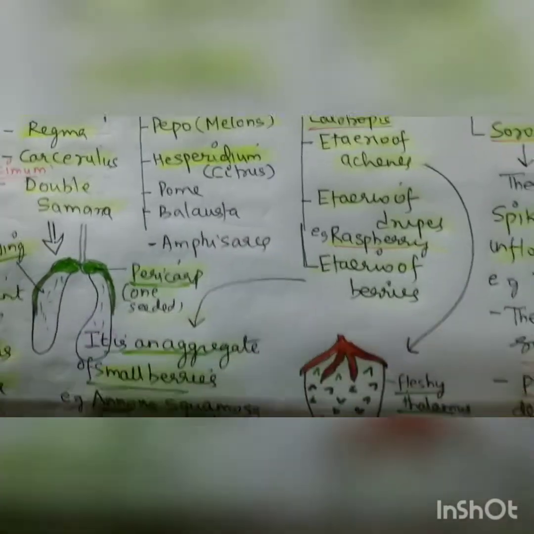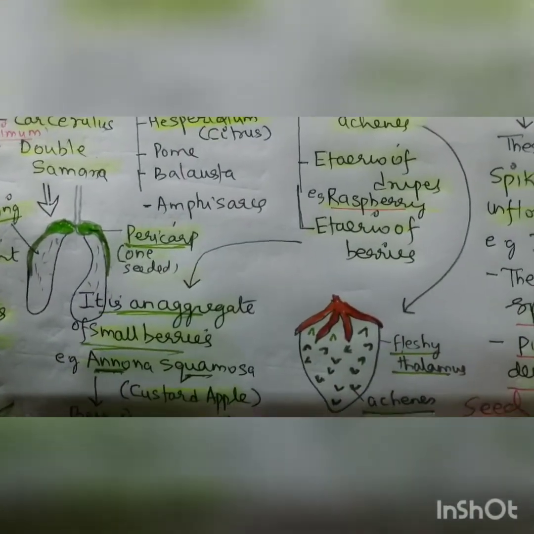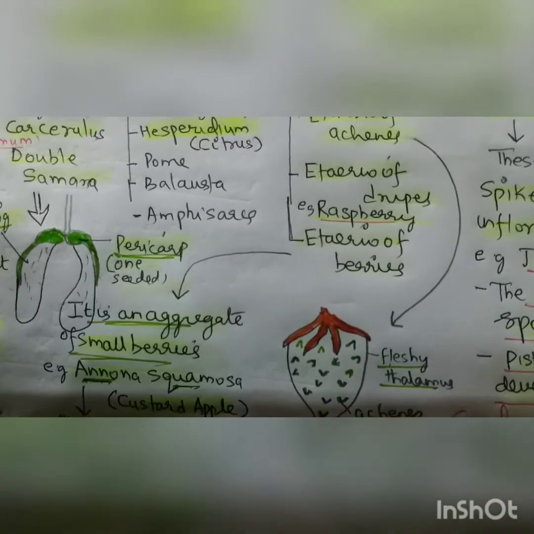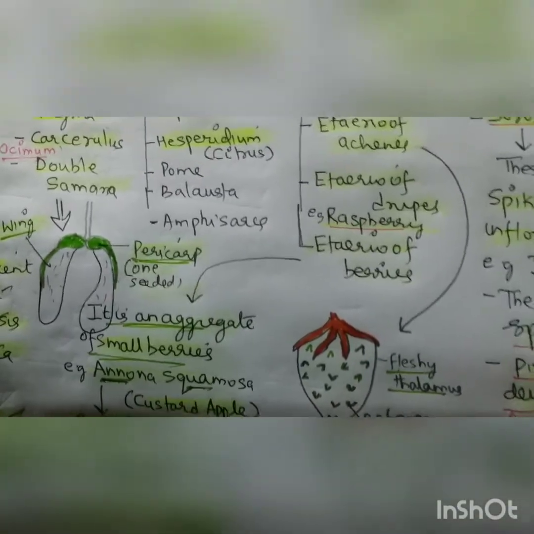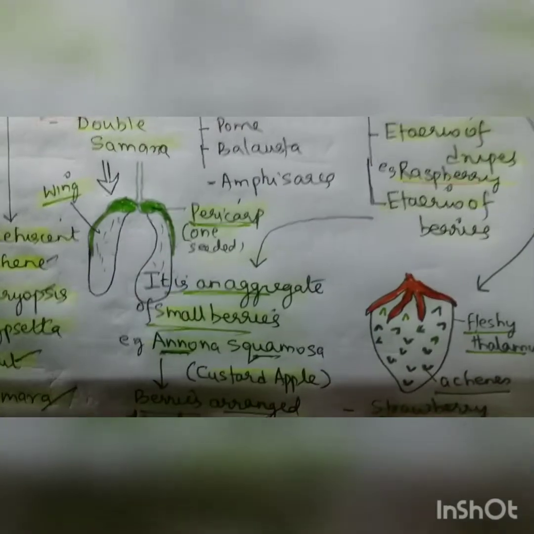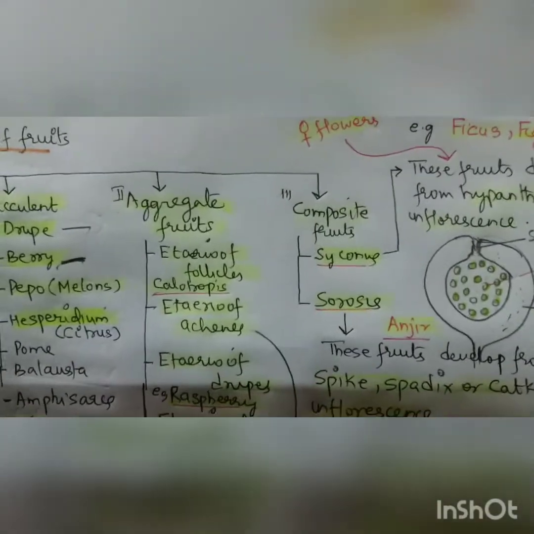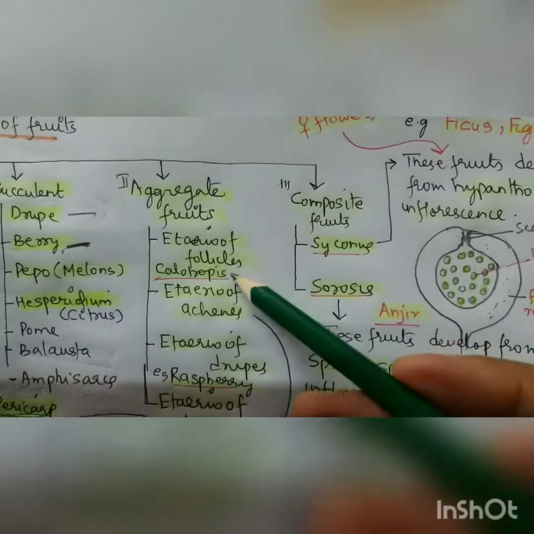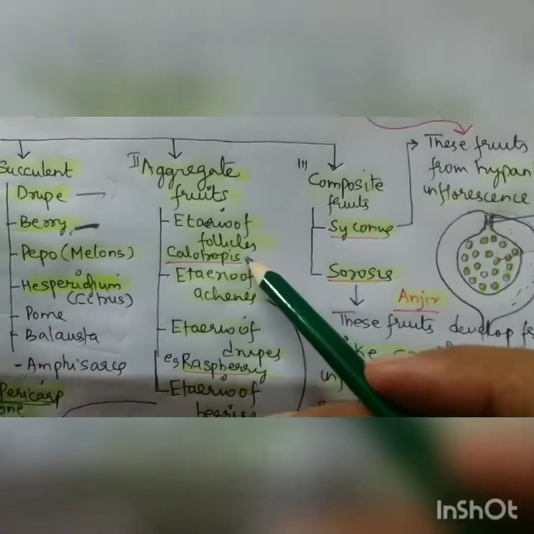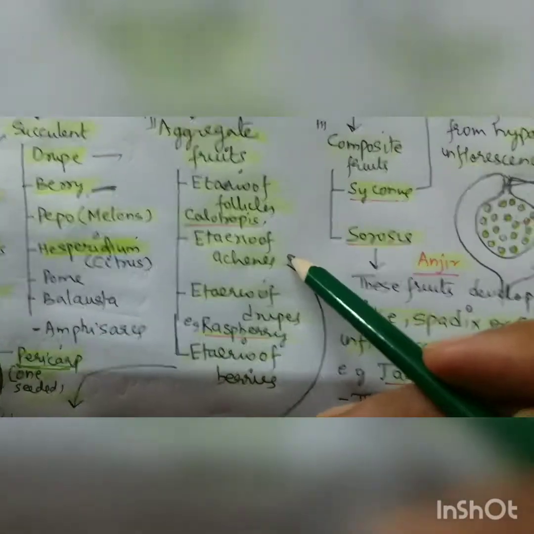We will do, besides that, we have Amphisarca and Balausta. So these three we will do in the subsequent lectures. Then we are coming to the next, the aggregate fruits. In aggregate fruits, we have etaerio of follicles, in which we did the Calotropis family, Asclepiadaceae, then etaerio of achenes.